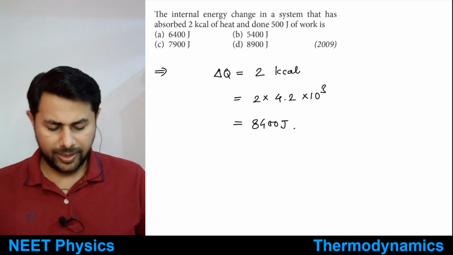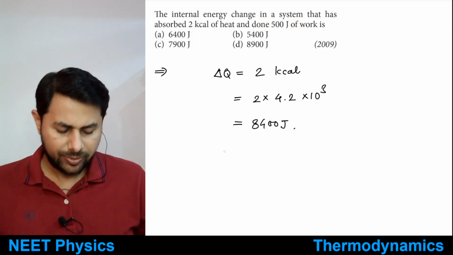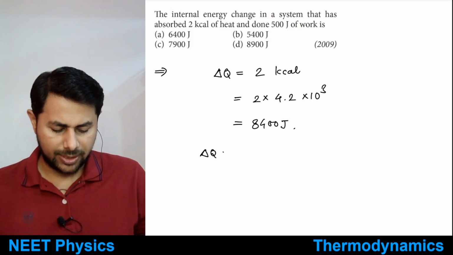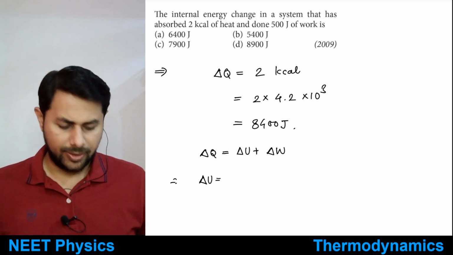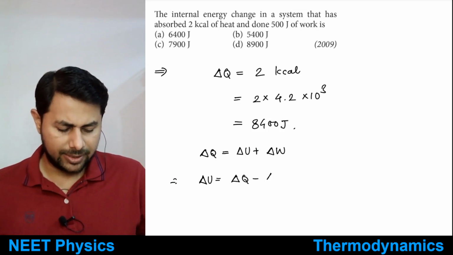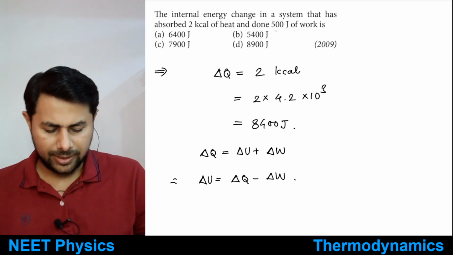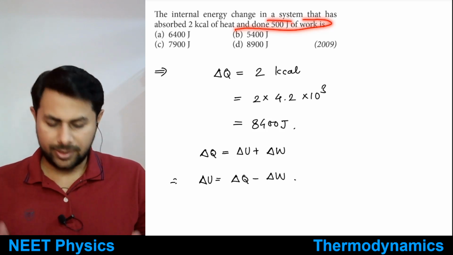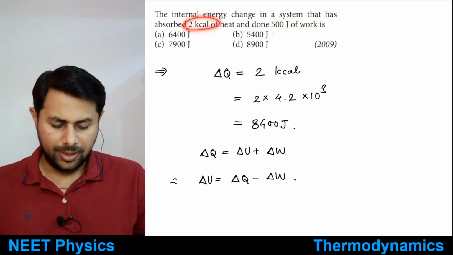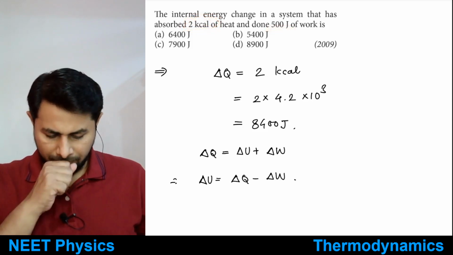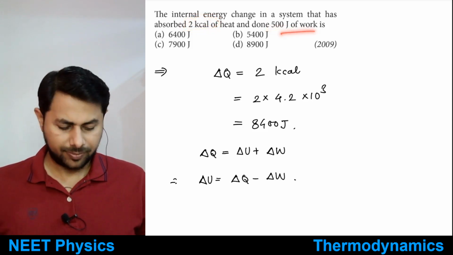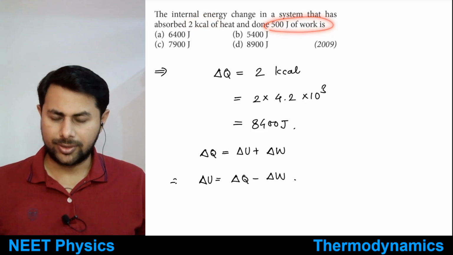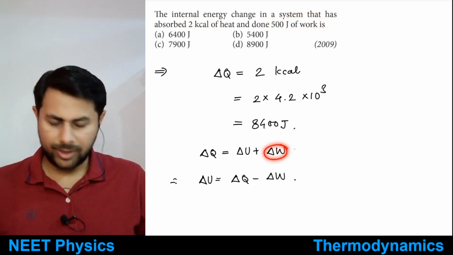That means what would be the change in internal energy? This is very simple. So let's write down the formula. Delta Q is equal to delta U plus delta W, and therefore what is delta U? Delta U is just delta Q minus delta W. Let's read this: the system absorbs this much heat and does this much work. So this work done would be positive, right? The work done is positive, so delta W is positive.